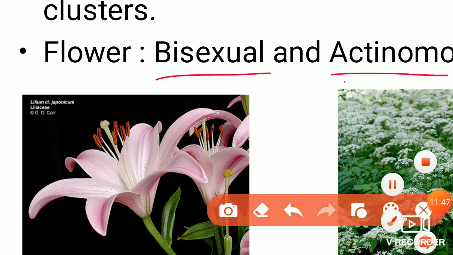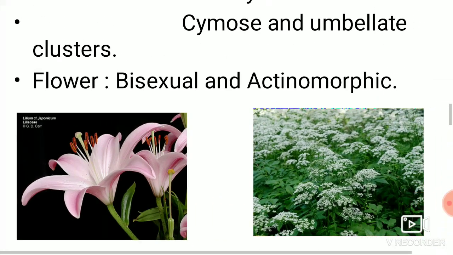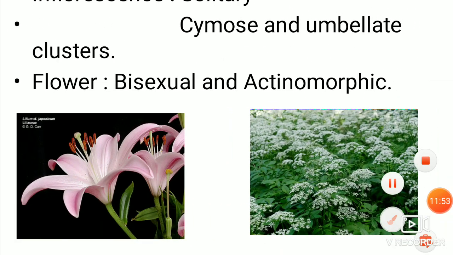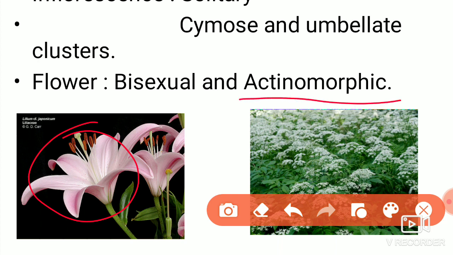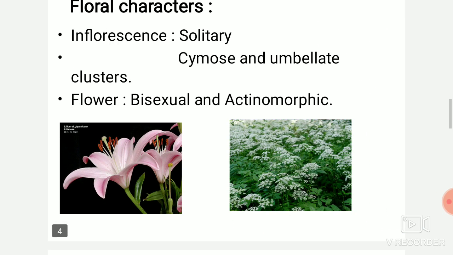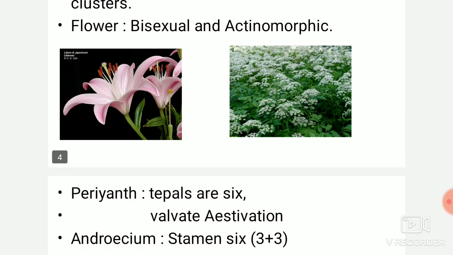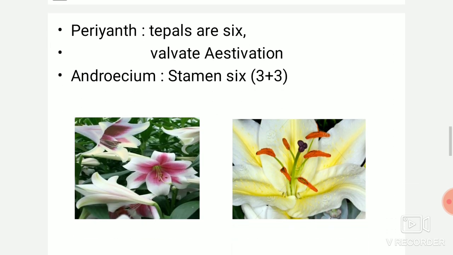If you consider actinomorphic flower, so the meaning of actinomorphic flower, if the flower is divided in any plane, it can give rise to two equal halves. The animal, if you consider as a radial symmetry, the same way if we divide the flower, it can give rise to equal parts in any plane. If we divide it like this, if we divide it like this or this, any plane, if the flower is divided, then it will give rise to equal parts. So such a flower is an actinomorphic flower.